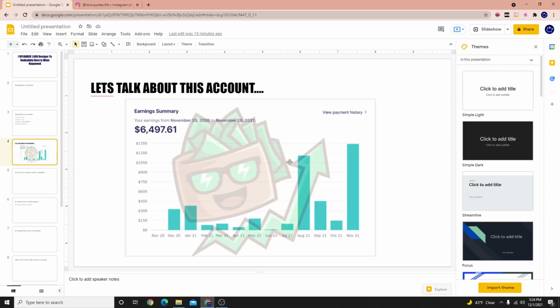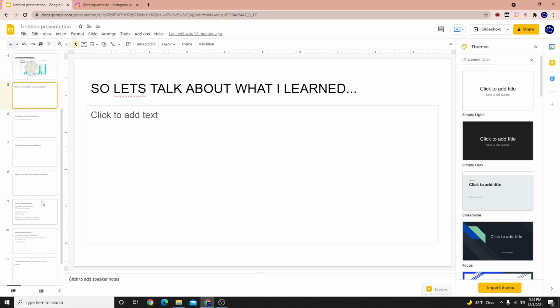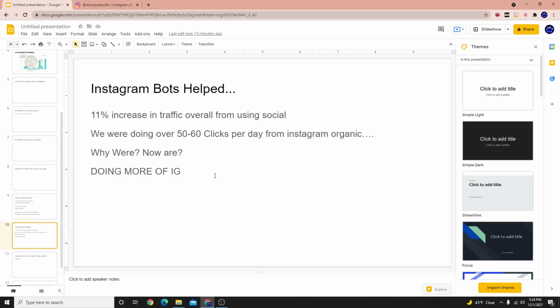So in this whole aspect of time, 11%, which is roughly 50 clicks, which for the day total, about 500 to 600 clicks a day in terms of traffic for sales. 11% of that came from the Instagram bot, which, like I said, 50 to 60 clicks per day. And so that's a significant amount.